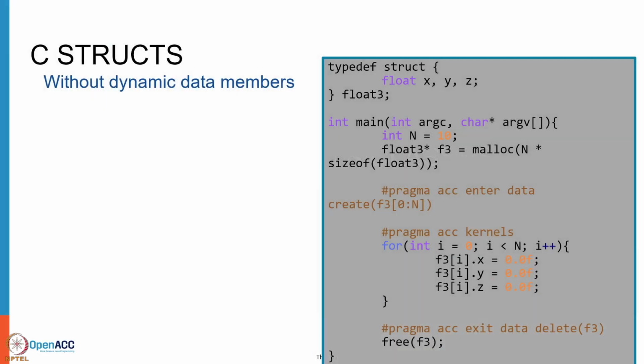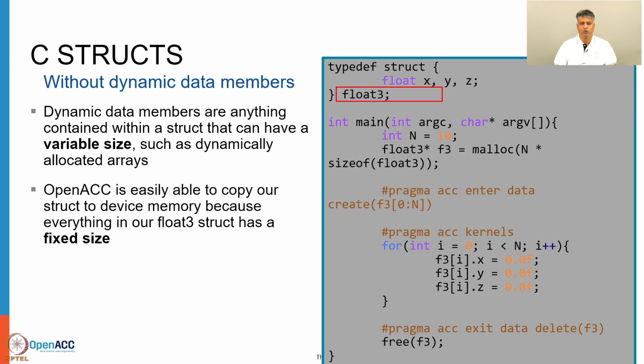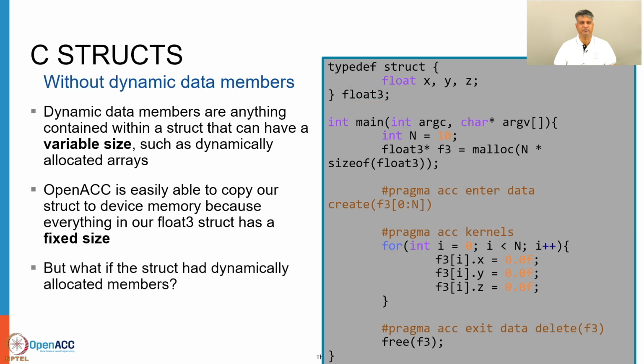We will now look at C and C++ structures and classes. If you did not have dynamic data members, that is anything contained within a struct that can have a variable size, such as a dynamically allocated array, then in OpenACC you can easily copy your struct to device memory because everything in this particular example of a float3 struct has a fixed size. So if you look at this structure of float3, it basically has 3 floating point numbers and everything within that float is of a fixed size. This can be easily copied.